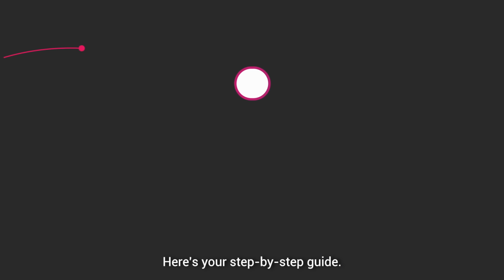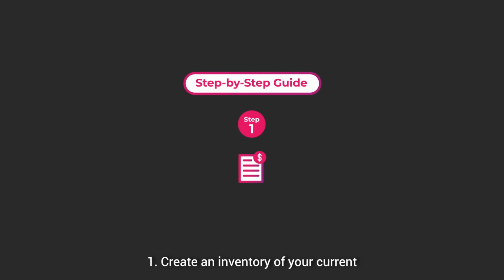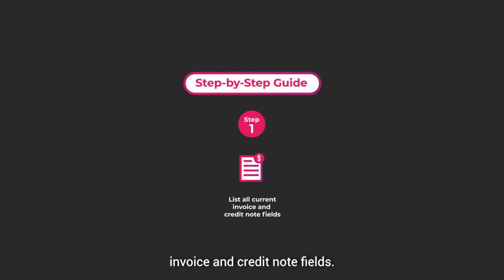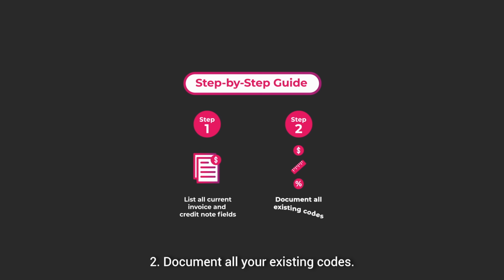Here's your step-by-step guide. Number 1, create an inventory of your current invoice and credit note fields. You find these in your existing system or invoice templates. Your IT team or system vendor can help you with this. Number 2, document all your existing codes.